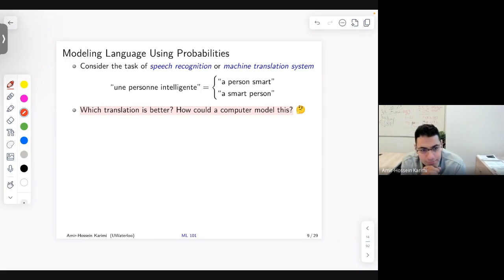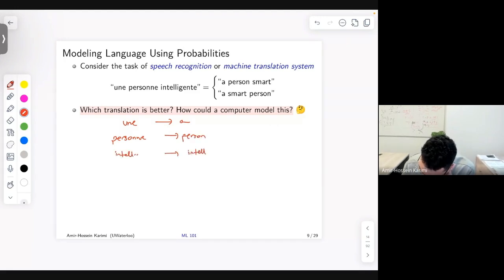So let's say one idea is to have a lookup table, which gives me, for every word in the first sentence, the equivalent translated word in the target language. So I'd have something like "une", which gives me "a", and then "personne", which gives me "person", and then "intelligente", which gives me "smart". That's one idea. Anything wrong with this idea?